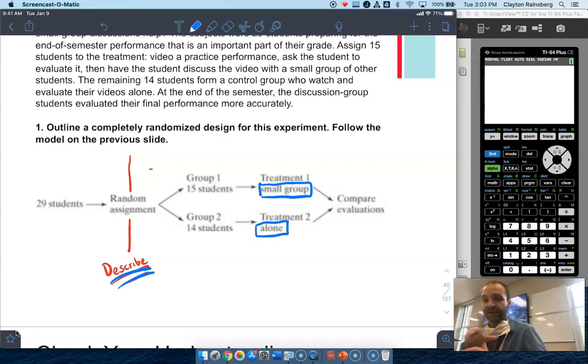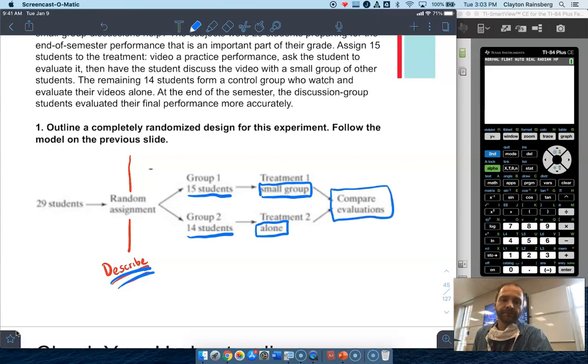How many in each group? That's a good question. Well, there was 15 in group 1, there was 14 in group 2. So 15 students got the first treatment, 14 students got the second treatment. And what do they do afterwards? Well, another good question. They compared the evaluations at the end. That's a completely randomized design.